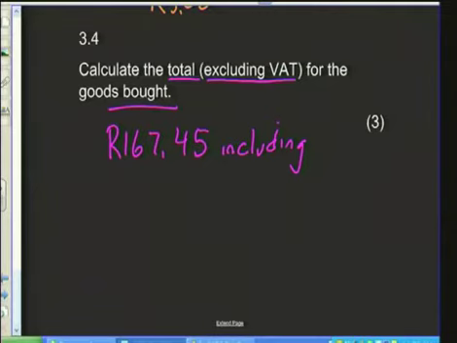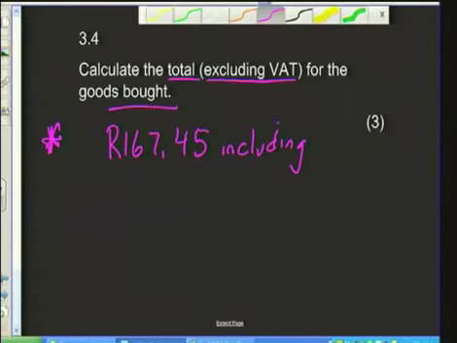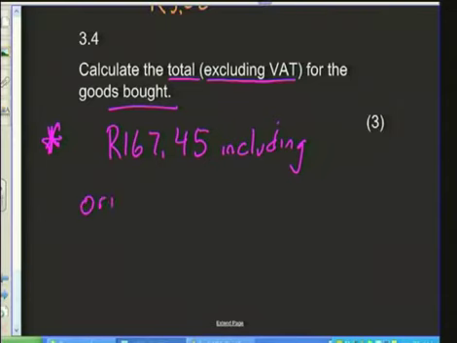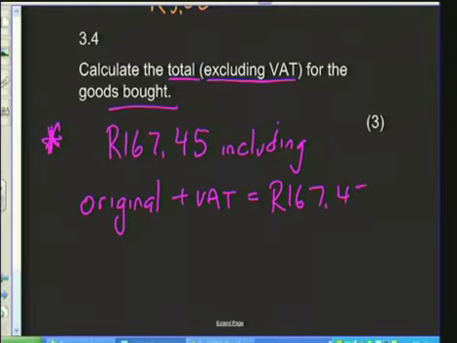And this, guys, I'm going to put a big star here. This is really important. This question comes up quite often, and I know most of the kids that I teach actually end up making a mistake with this kind of question. Because what we are looking for is the original amount. To that original amount, we actually add VAT. And then our total is 167.45. So we are looking for this original amount.